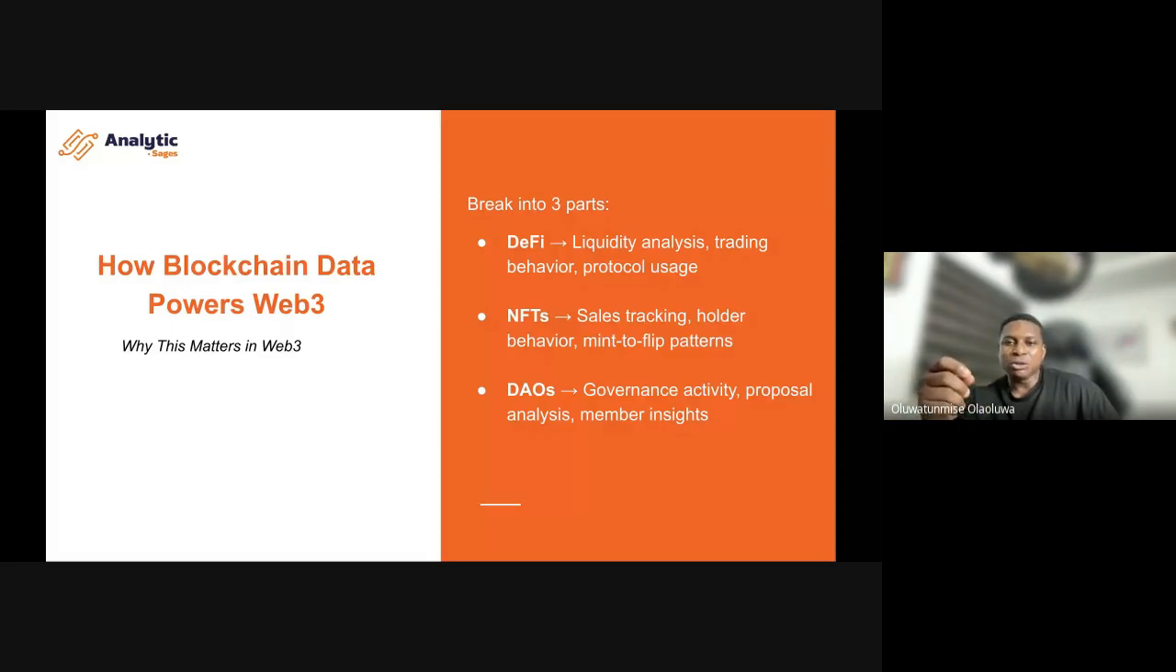NFTs, if you want to query on-chain data in NFT, you're asking yourself, how many sales are going on? Who are buying? Who are holding? Who are those who are selling? Who are those who have refused to sell and are holding? And how long have they held? Also, mint to flip patterns.